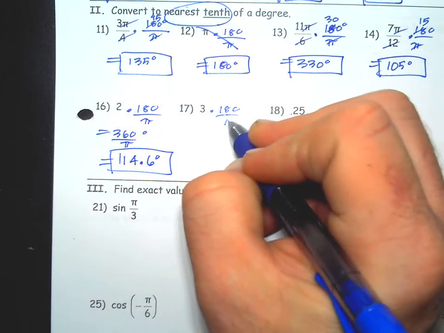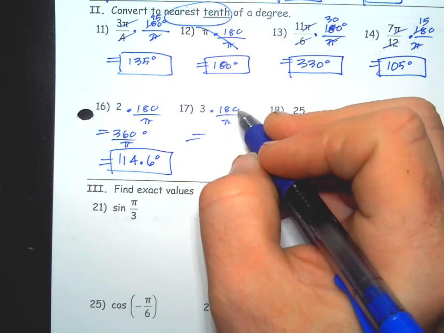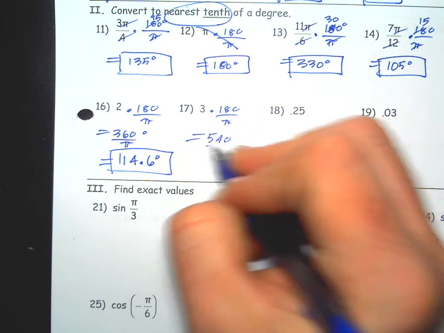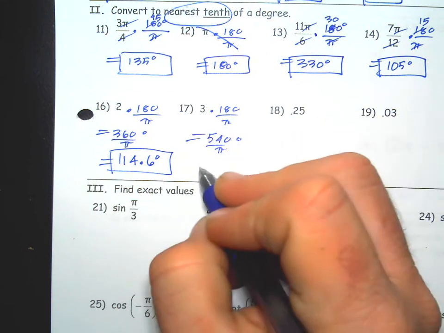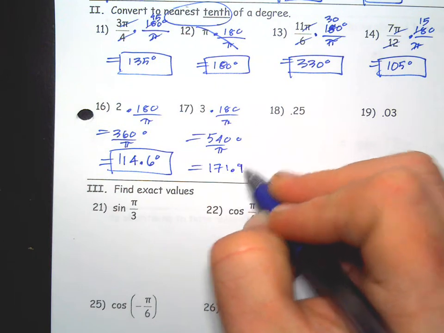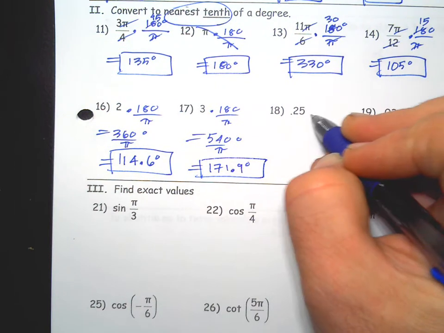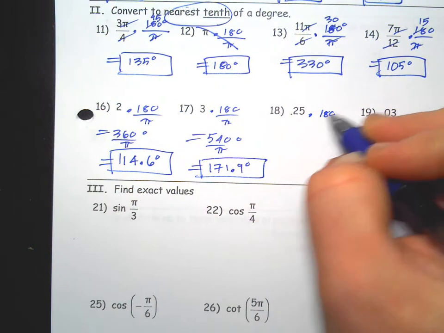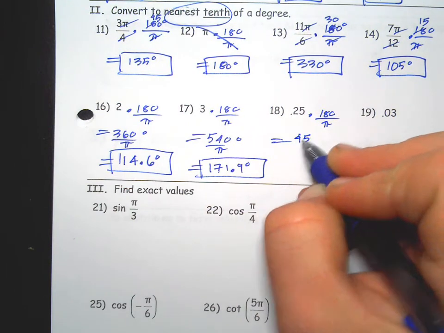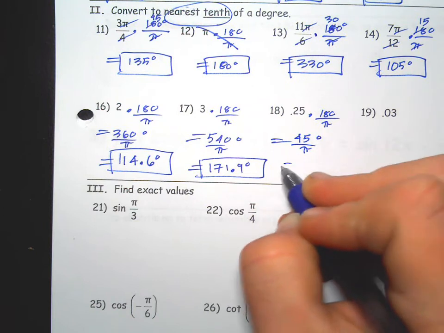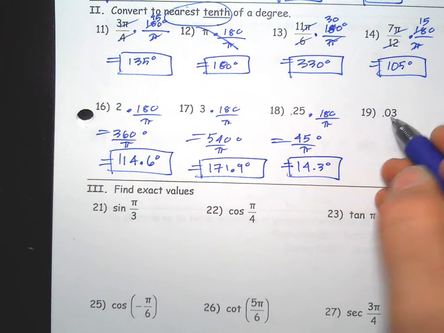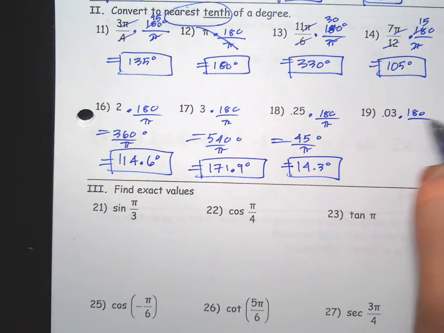180 over pi. That's going to be 360 over pi degrees. And on a calculator, it's going to be 171.9 degrees. Times 180 over pi. A fourth of 180 is 45 over pi degrees. That's exact. On your calculator, it is 14.3 degrees. So I'm looking for this work right here. We're showing conversions. 180 over pi.